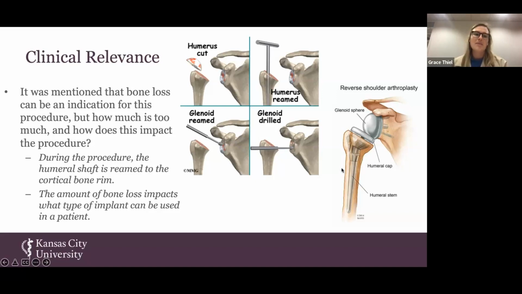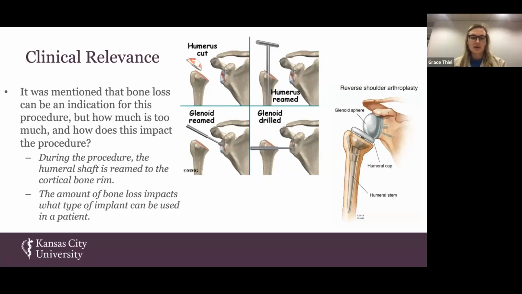So it was mentioned that bone loss can be an indication for this procedure, but how much is too much, and how does this impact the procedure itself? As you can hopefully imagine, the humeral head is removed via an osteotomy, which is another word for removing that portion of the bone.